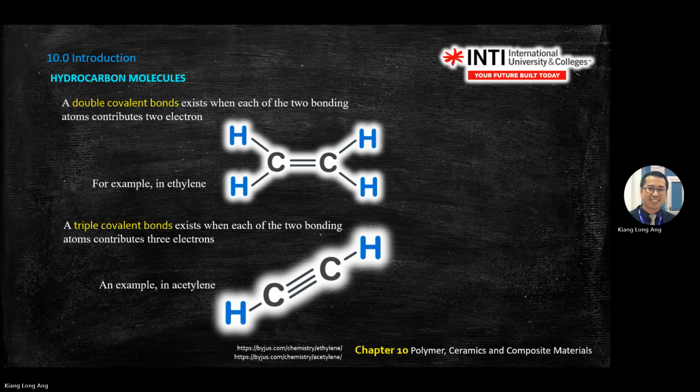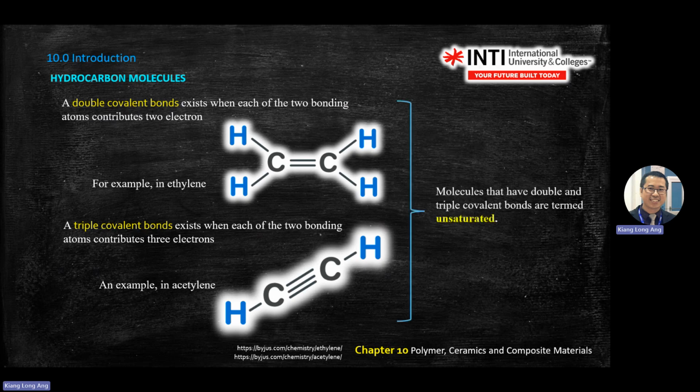Okay. So double bond example is ethylene, triple bond is ethyne. They are unsaturated. Okay, they are unsaturated. So if they have more than one covalent bond, they become unsaturated.